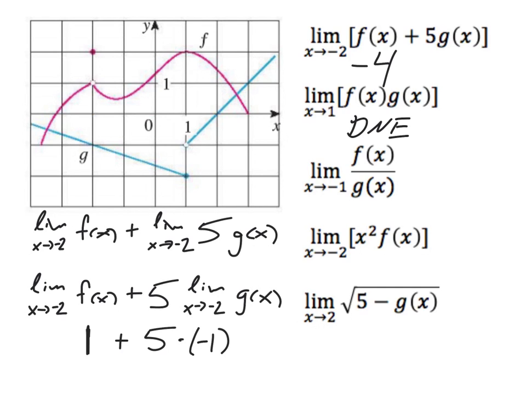Next up, limit as x approaches -1. So I'm looking along this line here. And I want to figure out what f of x divided by g of x is going to be. Well, that's going to be the limit as x approaches -1 of f of x. That's this value. You notice we got to do a little estimating there. And yes, you might end up with a different answer than I do here, but I'm going to just call that 0.5.